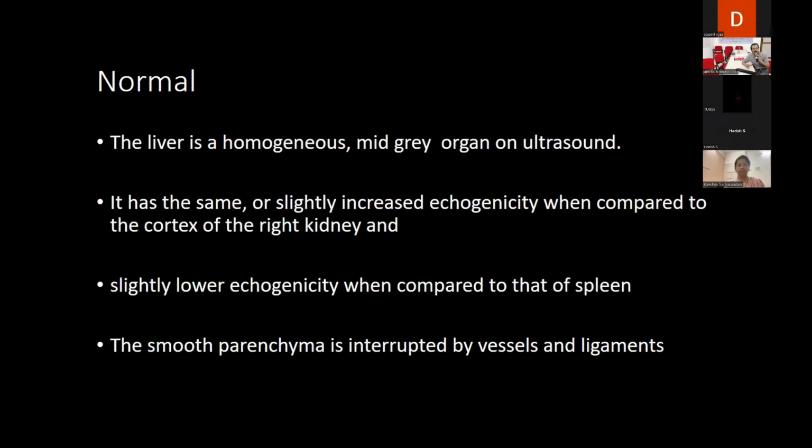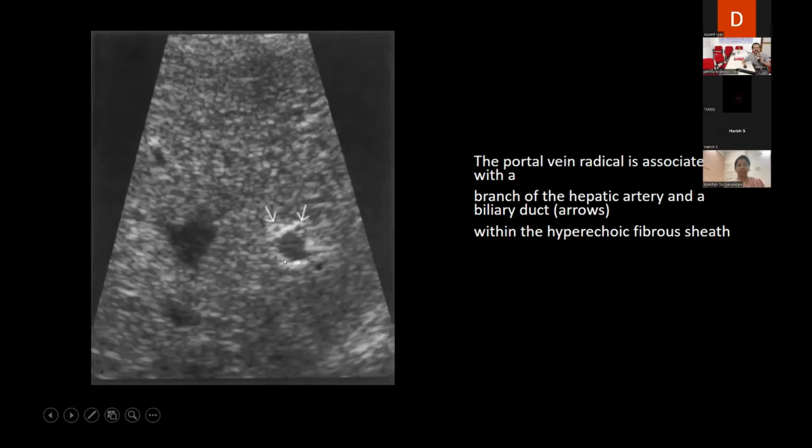So this is a longitudinal section through the right lobe of the liver. The renal cortex, as you can see, is less echogenic than the liver parenchyma. So the portal vein, the hilar structures enter the liver, and they're invested by the Glissonian sheath. So here you can see the bigger structure is the portal vein. And the portal vein is associated with the branch of the hepatic artery and the bile duct. And the echogenic structure, the hyperechoic fibrous sheath, is the Glissonian sheath.